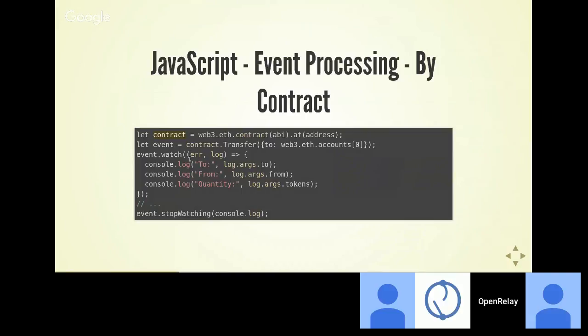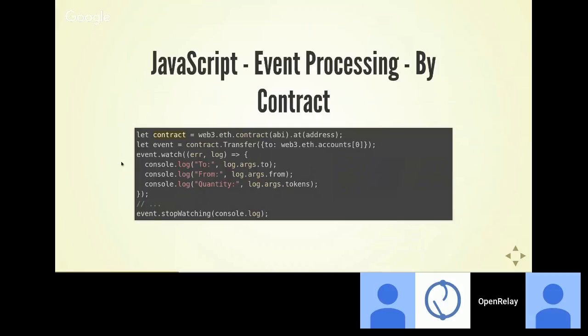So the first argument to the callback function is an error. The second argument is the log object that was emitted by a contract. So here we're just going to log to, from, and quantity, and we look in the log object. We do log.args.to, log.args.from, log.args.token. And since the ABI up here told Web3 all about this event, this log object has everything already nicely parsed out so that we can just access the to, from, and tokens arguments and just log them quickly.